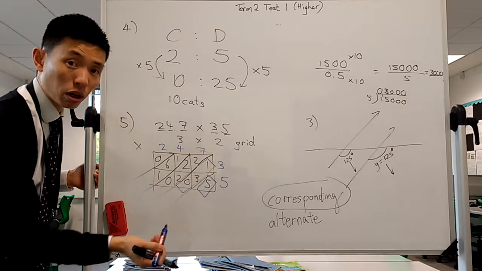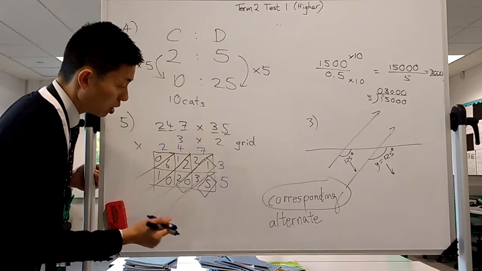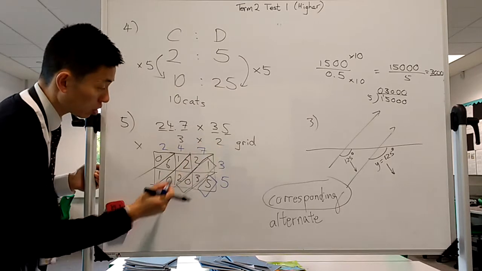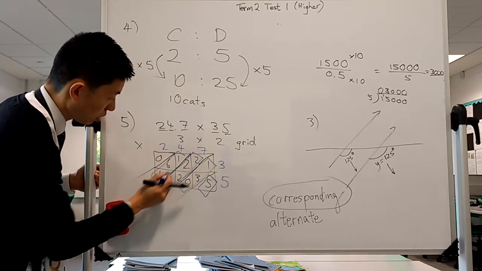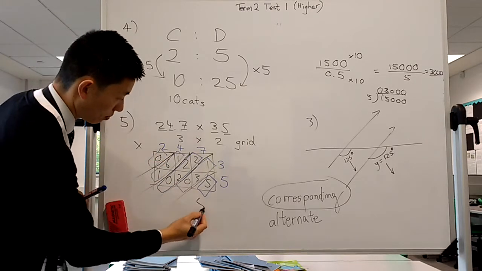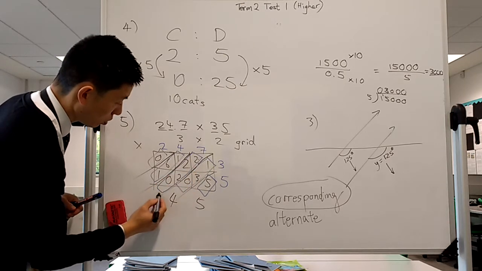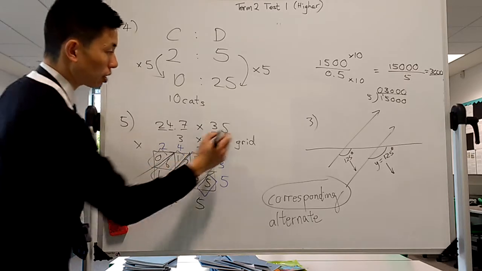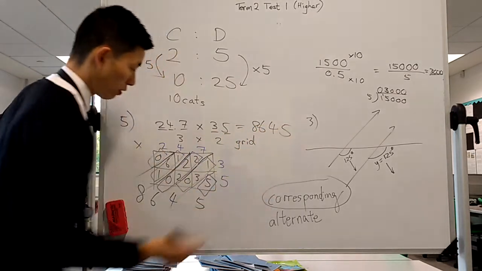Like you do in a column method, you add the right hand side, the units, first, whatever the column on the right hand side is. So this is the same, but you do it diagonally. So 5, 1 plus 3 is 4, 2, 2, 2, 6, 6, 7, 8. So the answer is 8, 6, 4, 5.